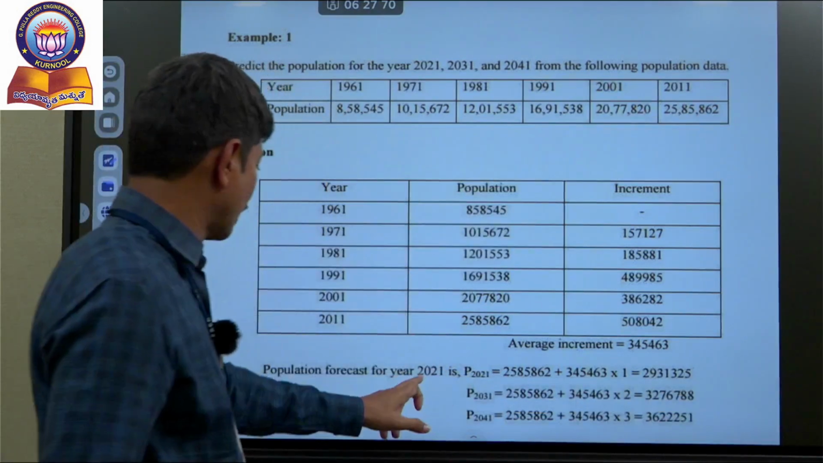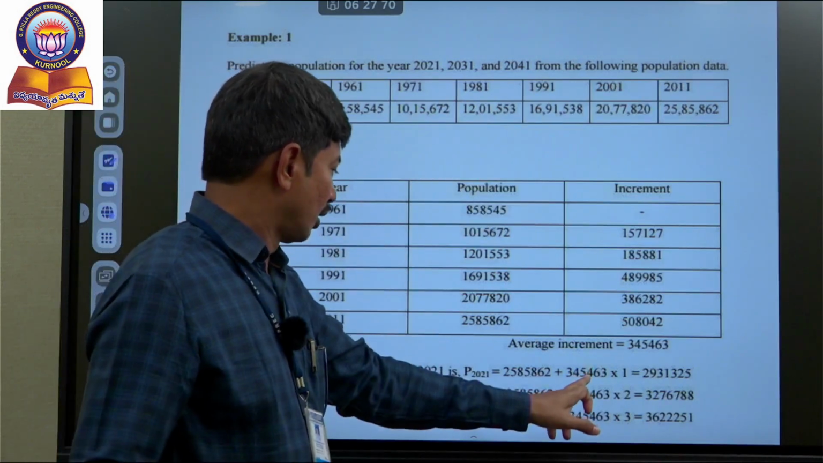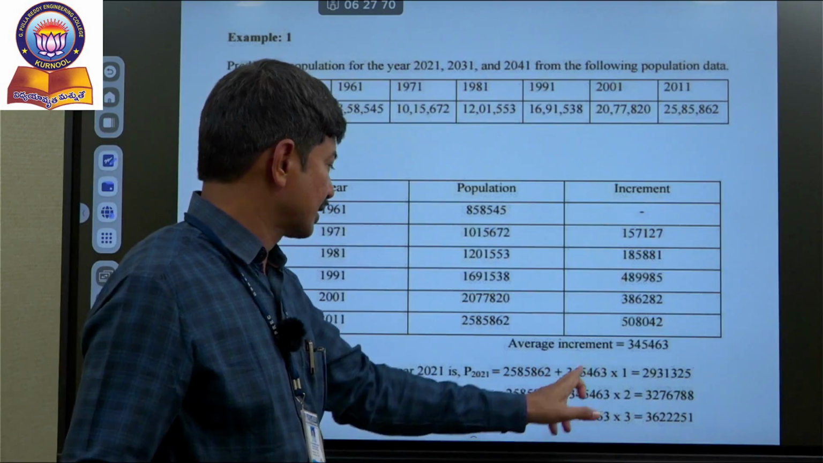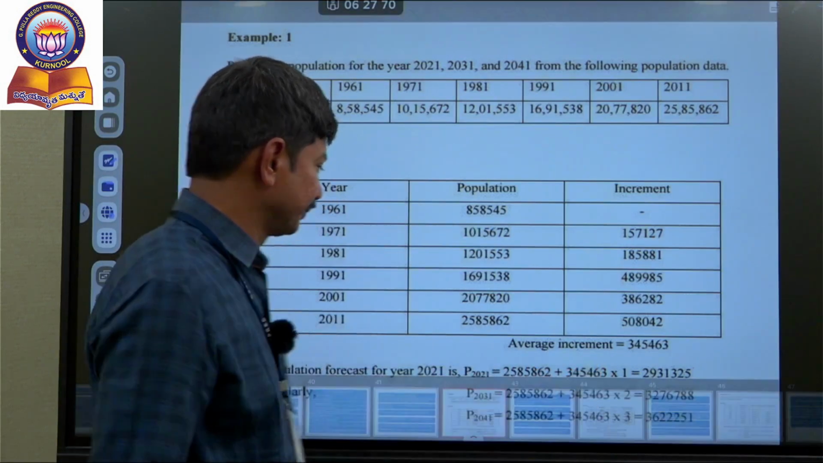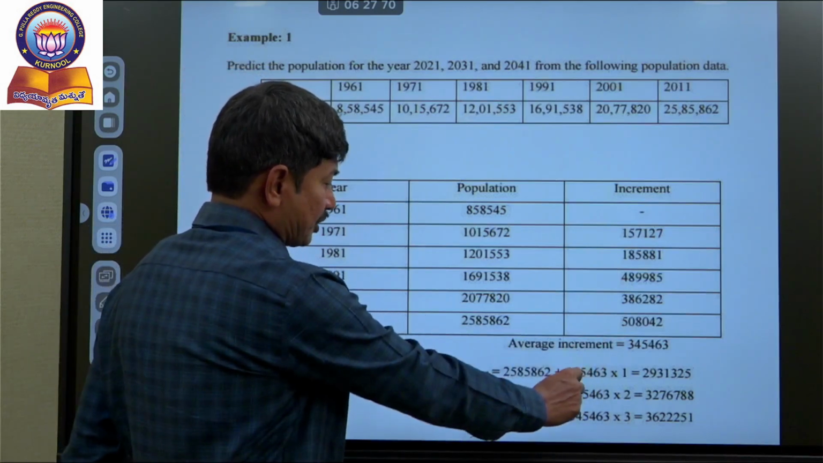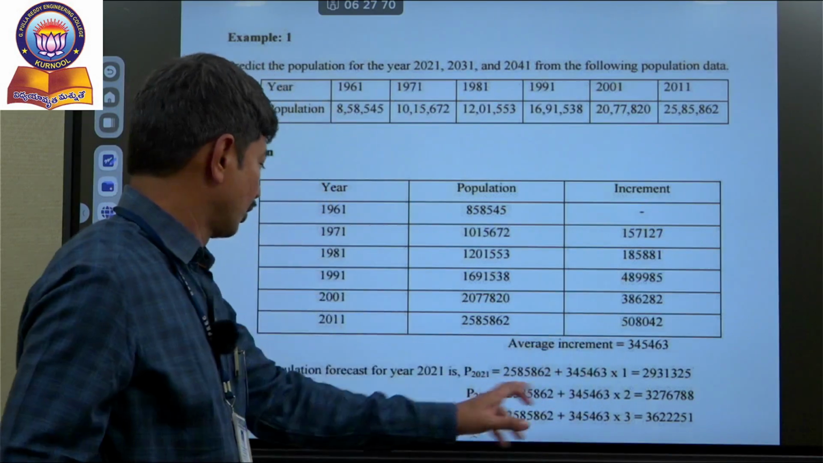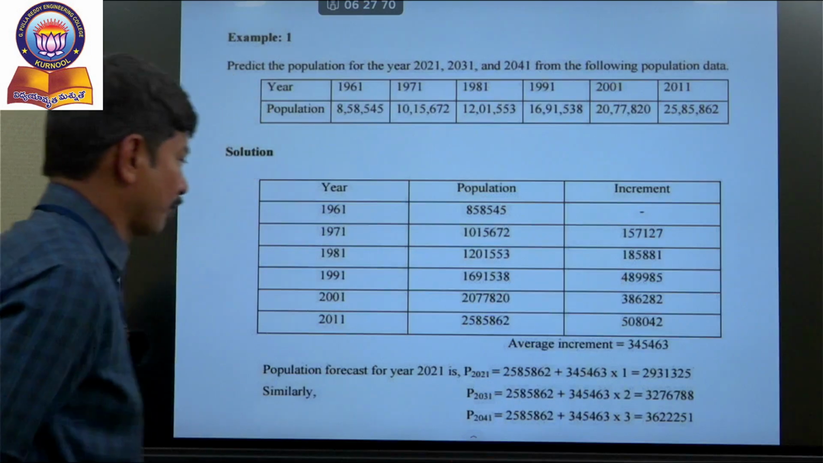Then first, what is the latest known year? 2011. We want 2021, which means how many decades? 1 decade. So P naught plus n x bar, where x bar is the arithmetic mean and n is the number of decades, 1 decade, right? Then what is the P 2021 population, how much?